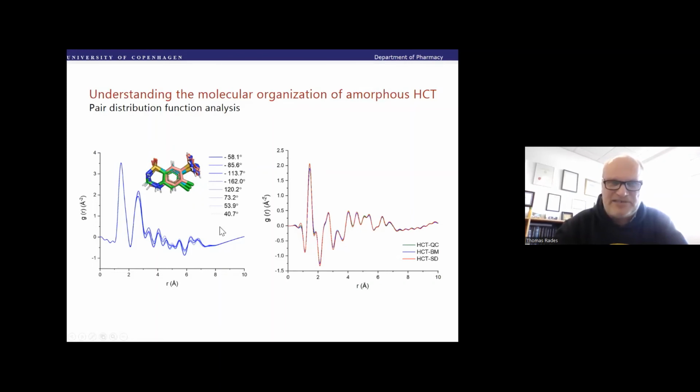It's not 100% the same. It's not even a lot the same, but more important here is that the three forms, quench-cooled, ball-milled, and spray dried, almost had identical pair distribution functions.